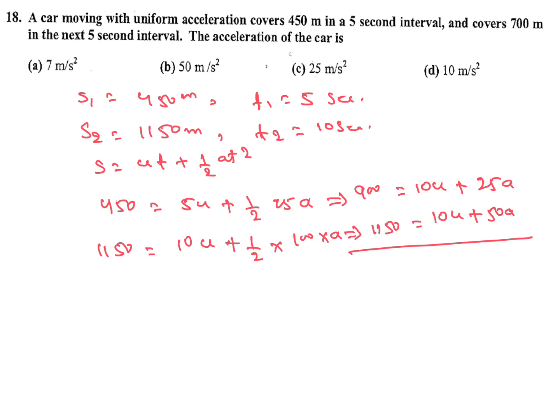From this one we will subtract this one. If we subtract, it will come 250 equals, 10u cancels, 50a minus 25a is 25a. So acceleration we will get 250 by 25, which is 10. From the options, D is our answer.